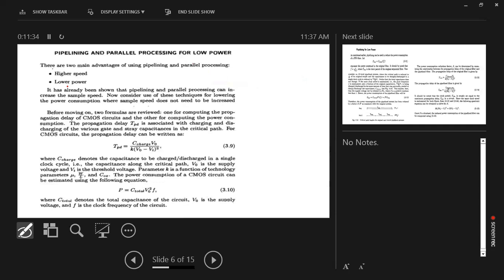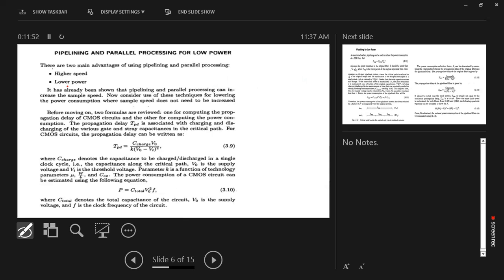I am going to explain how these two techniques, pipelining and parallel processing, will be useful for low power consumption. In VLSI, low power is the main parameter, the main constraint. So how will this be helpful for low power consumption?